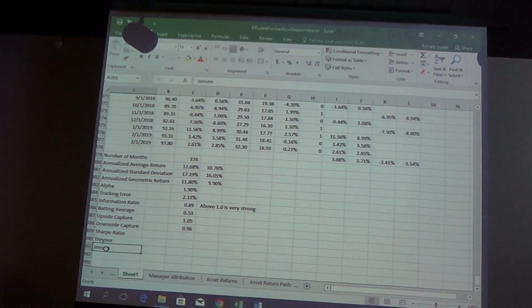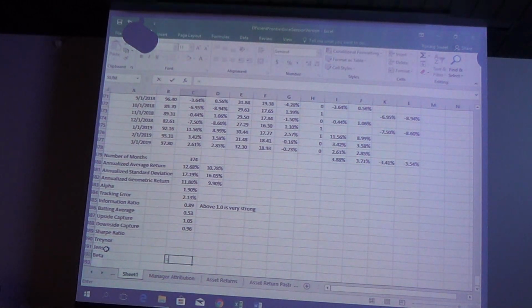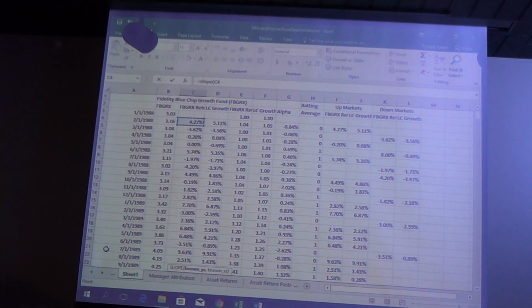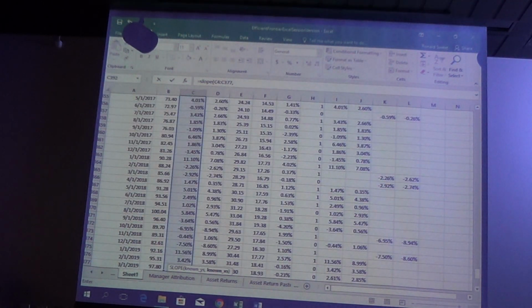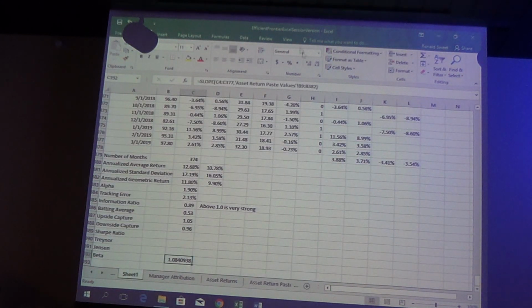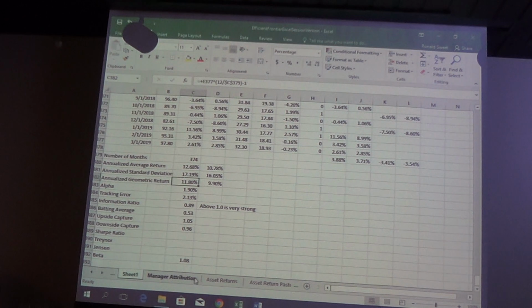The Treynor and Jensen both require a beta. To get the beta, you got to bring the S&P 500 in and calculate the beta of this fund against the S&P 500 and put it in there. Because what they're asking is, if my beta is, and we can do it really quickly, beta is very easy to do. You just do equal slope. You've got your fund going from February 88. And you just go find the S&P from February 88. And there's your beta.